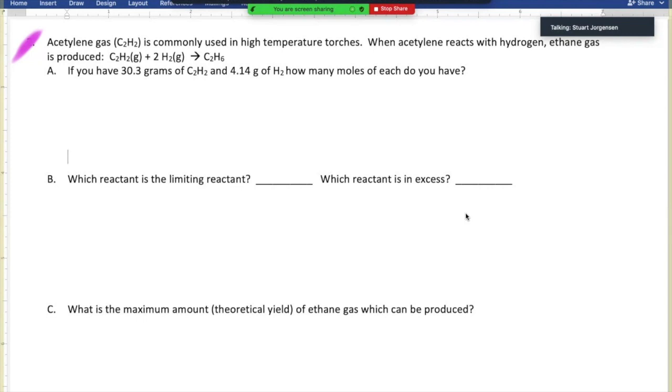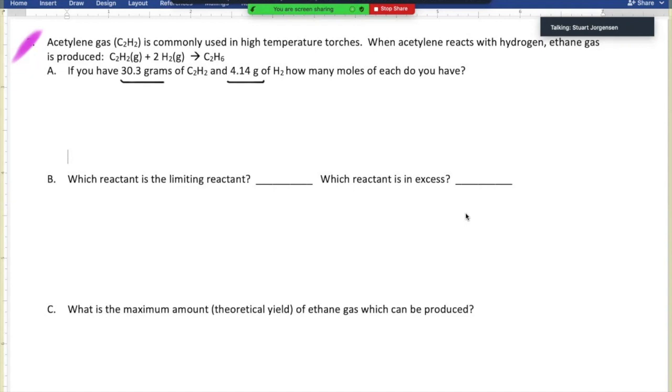So what this says is that for every one acetylene molecule, we need 2 hydrogen molecules to react, and when all those 3 particles react, we end up making our ethane. And so we've got to figure out in this reaction, if we start with 30.3 grams of acetylene and 4.14 grams of hydrogen, ultimately we want to know which one's going to run out first. And then based on which one runs out first, how much product we can expect to get.